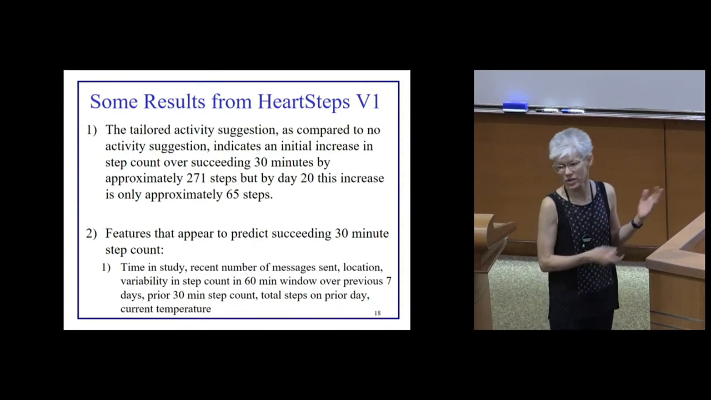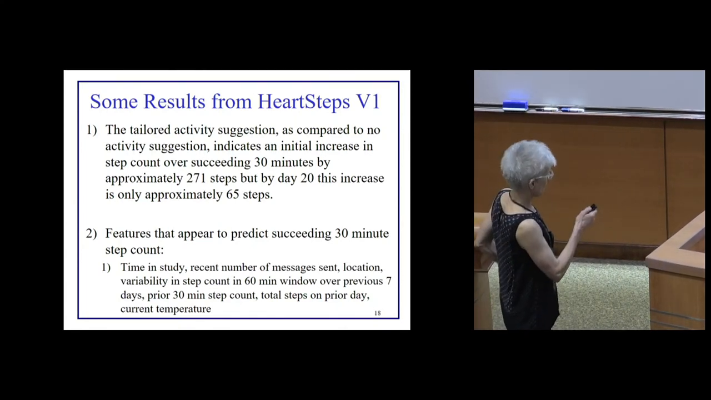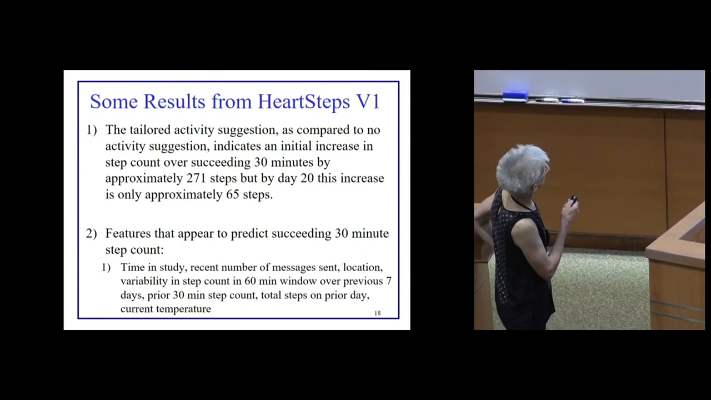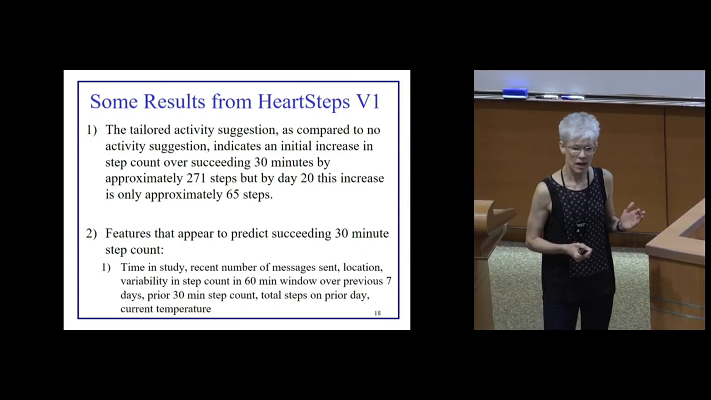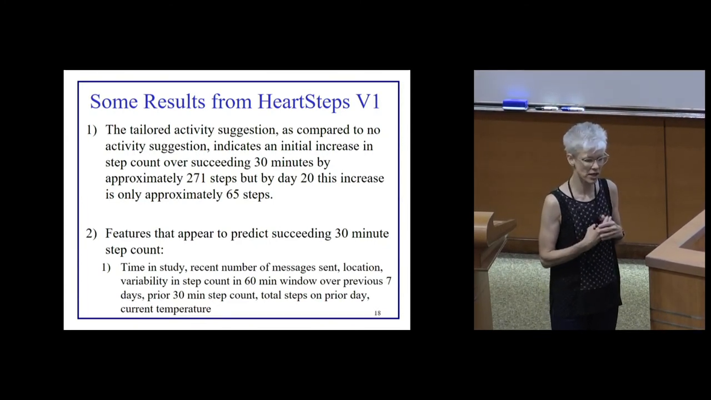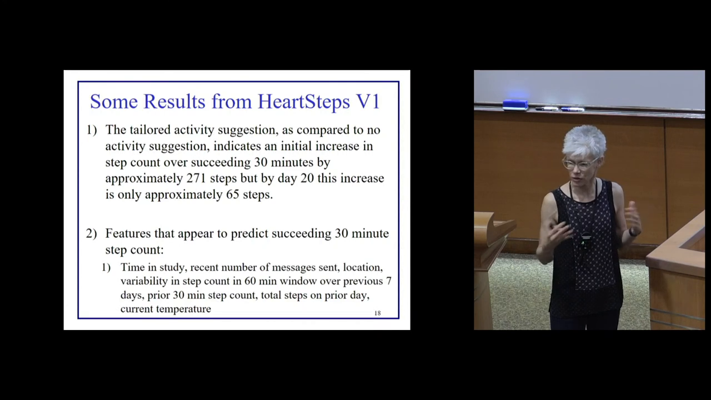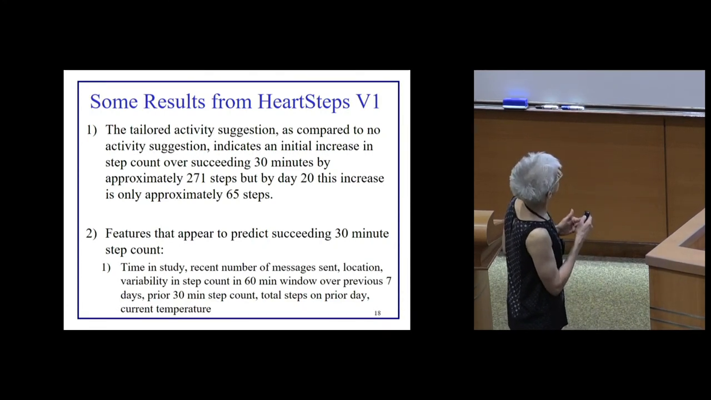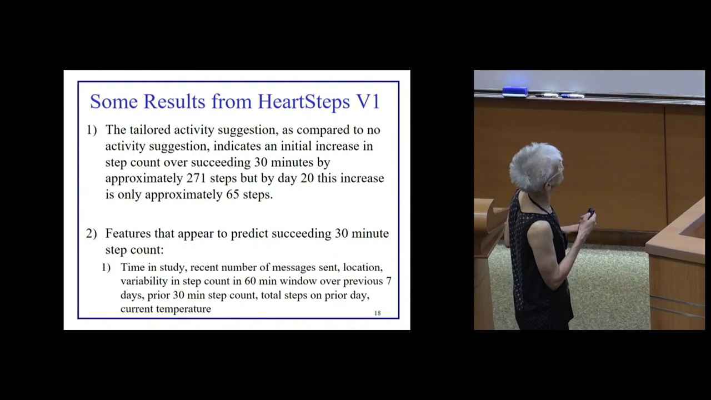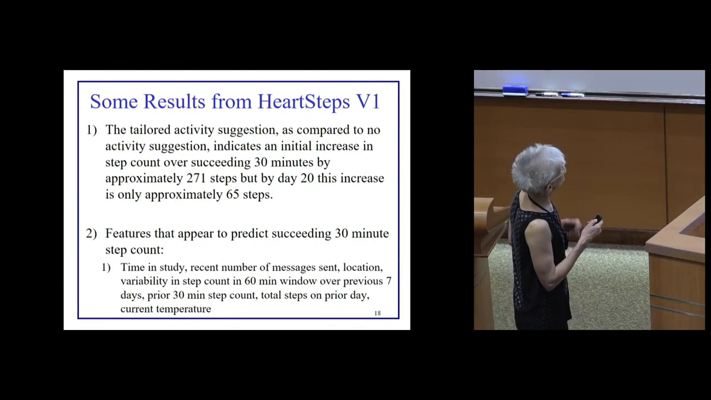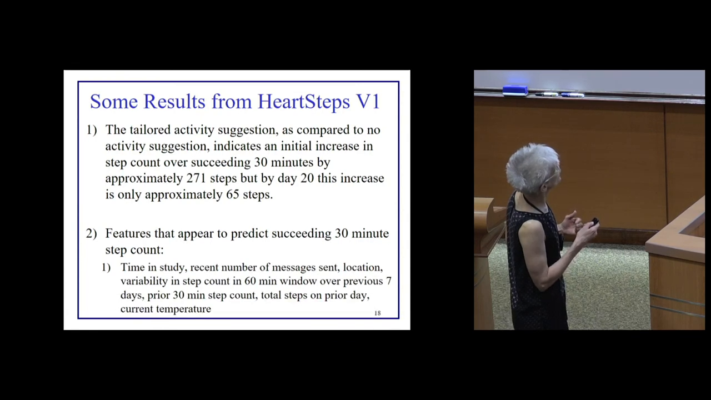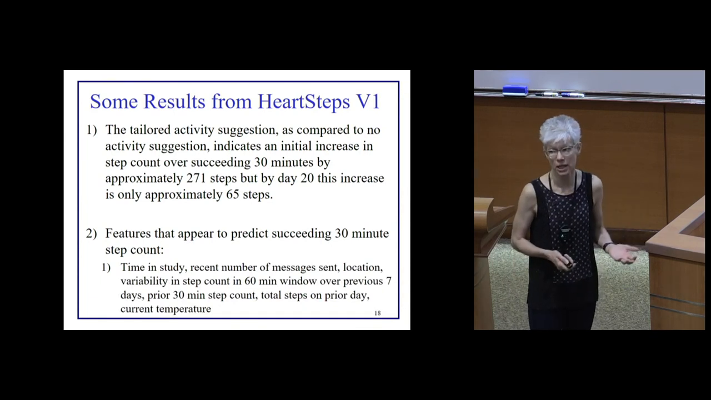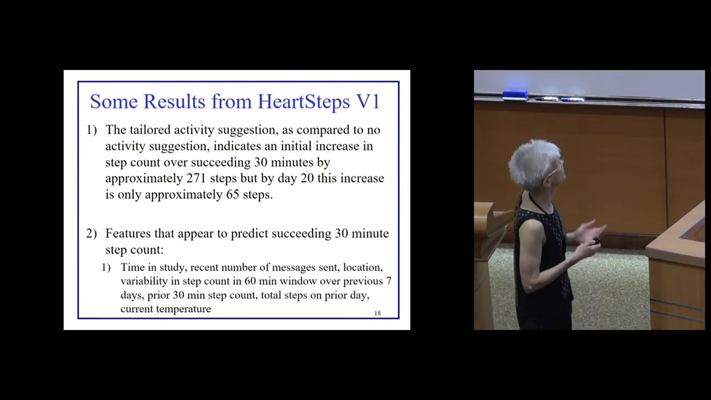Okay, I'm just going to give you the results because we're moving to HeartSteps 2 here. So the tailored activity suggestion. People who are sedentary around these five times, which are related to their work schedule, when they go to work, when they come home, and so on, get around 250 steps in a 30-minute window on average. So this was really nice because the tailored activity suggestion, compared to no suggestion, provided evidence for an initial increase in step count over the next 30 minutes by 271 steps. This is more than a doubling of the person's step count. So it was really a big deal.